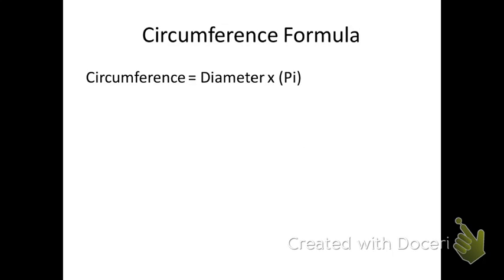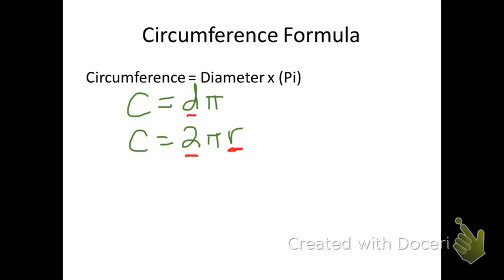Circumference equals diameter times pi. So you might also see it like this: circumference equals d pi. Or you might also see circumference equals 2 pi r, because we know that 2 r, two radiuses, equal one diameter. Or you might also see it in the form of the pi formula: pi equals circumference divided by the diameter. All of these are equal though. So whatever one you feel more comfortable with, go for it and use it. So let's try to use the formula right now.